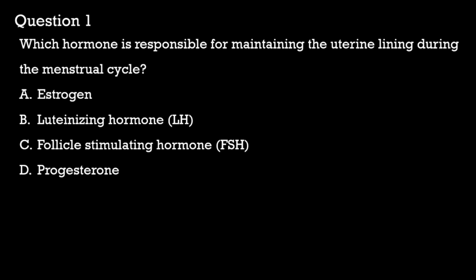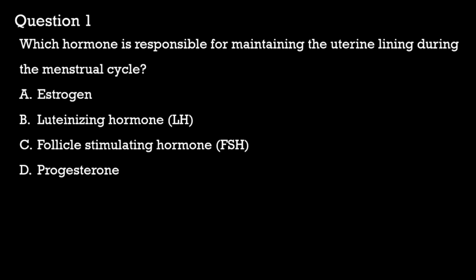Estrogen is a hormone that helps to rebuild the uterine lining after menstruation and it supports ovulation. However, it does not maintain the lining after ovulation. Luteinizing hormone triggers ovulation and the formation of the corpus luteum, but it doesn't maintain the lining directly. In option C, follicle stimulating hormone stimulates follicle growth in the ovaries before ovulation. However, it is not responsible for the lining maintenance.